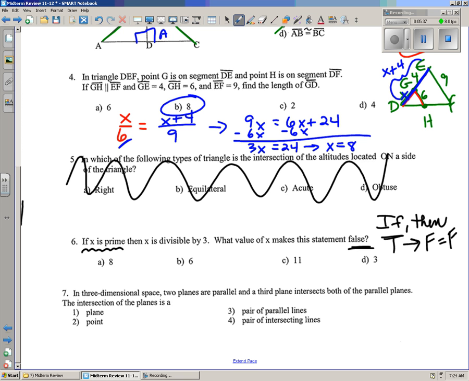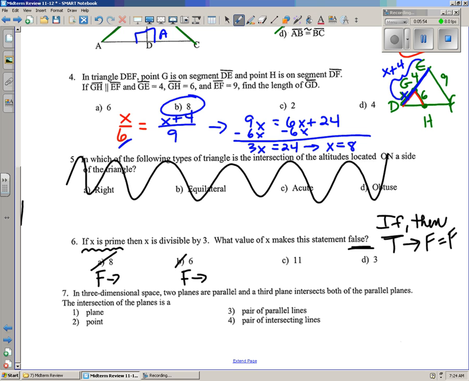So if you take a look at choice A, 8. 8 is not prime. So right off the bat, we're not beginning with something that's true, not the answer. 6 is not prime as well. So it doesn't even matter what's happening here after that. I need to start off with something that's true.